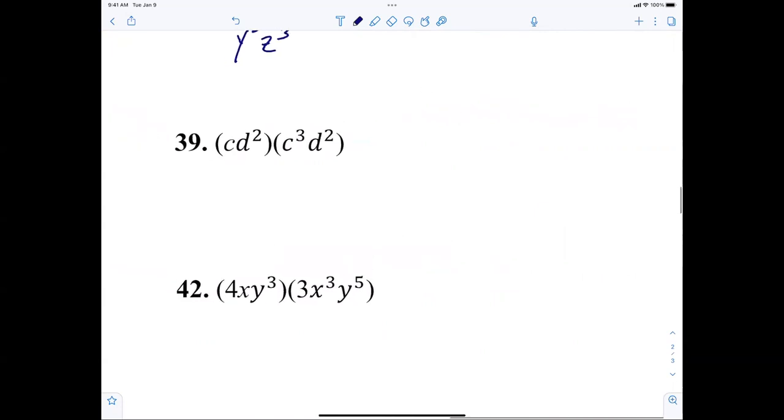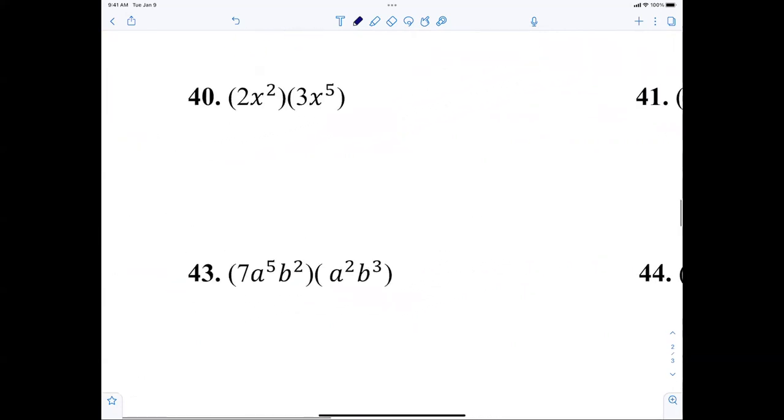Taj, give me 40. That would be 7. How did you get 7? X to the 7th, and then that would be 6. Yeah, 6x to the 7th. I prefer you do it in order. Multiply the numbers. Okay.